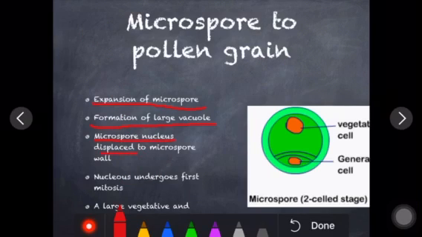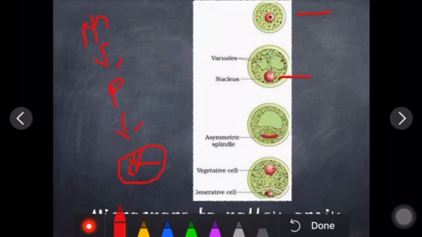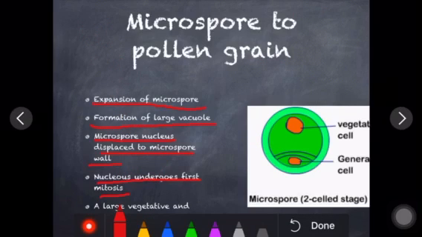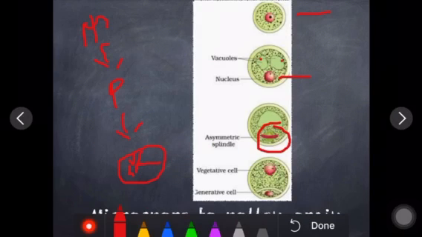Microspore nucleus displaces to the microspore wall, which we have already discussed. The nucleus undergoes first mitosis. Now the nucleus will show cell division. Next we'll see that a large vegetative cell and a generative cell will be formed. Here you can see the vegetative cell and generative cell formed. So this is the journey which shows how a microspore is changing into a pollen grain, right? And next we'll see how the pollen grain cells are merging into each other.